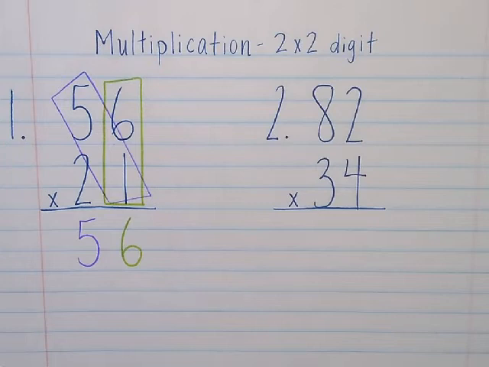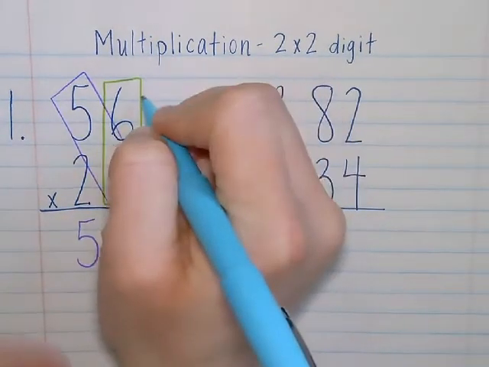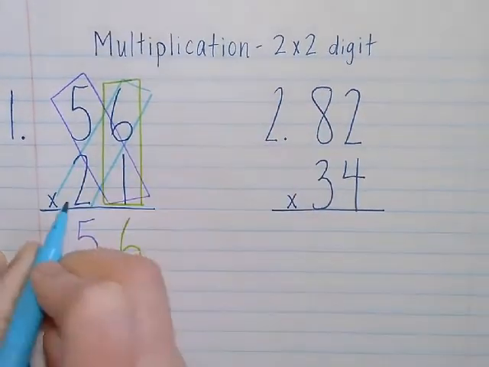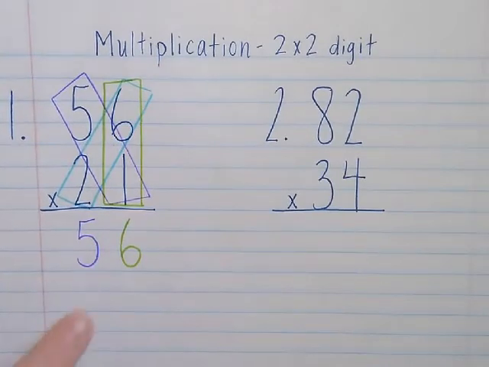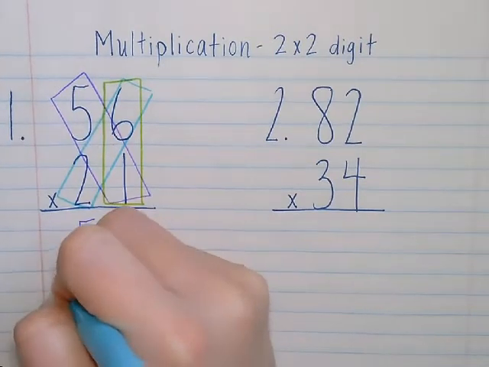So like I said, my next step will be to multiply this 10 by this 1. So I need to multiply 6 times 20. I'm going to put that right below the 56 since I just completed that. So 6 times 20 gives me 120.